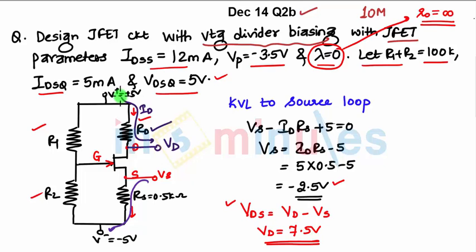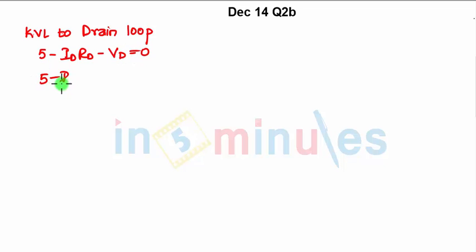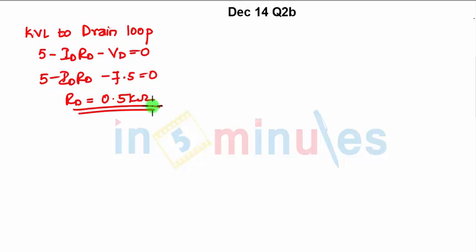When you apply KVL in this loop, which is indicated in the diagram, the KVL equation for the drain loop will be 5 minus ID into RD minus the voltage at the drain equals 0. So you can say 5 minus ID into RD minus 7.5 equals 0. This will give you the value of RD as 0.5 kilo ohms. So we have got the value of RD.